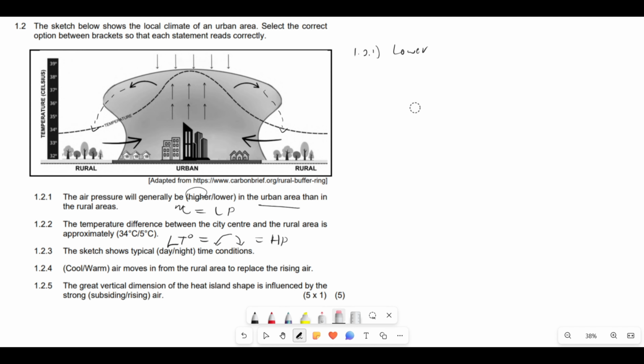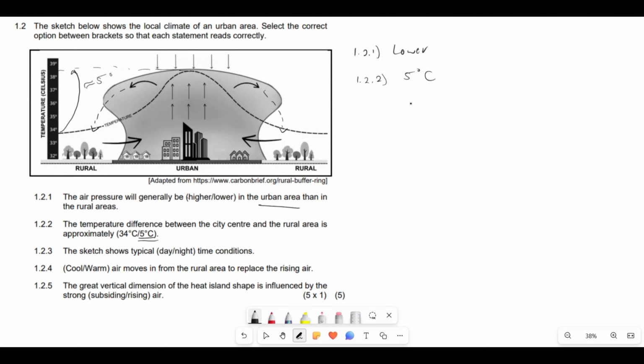The temperature difference between the city center and the rural area is approximately, well, this is just taken directly from the diagram. I think it's quite visible that it's about 39, 38 right here. And here it's just below 34. From 34 to 39 is like 5 degrees. Okay, so I hope we are all comfortable with saying the correct answer here would be 5 degrees. 1.2.2 is 5 degrees Celsius.